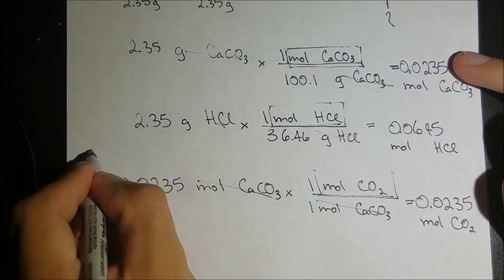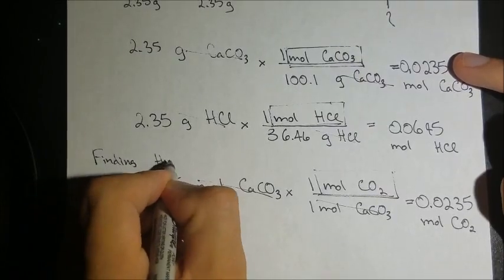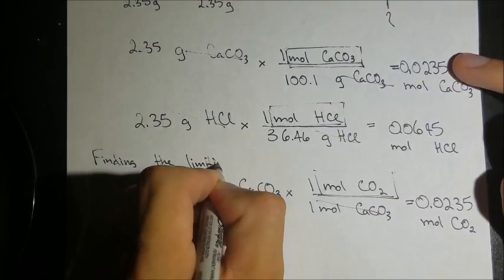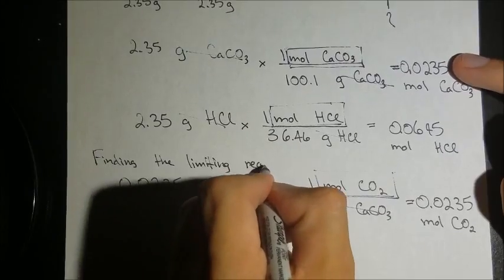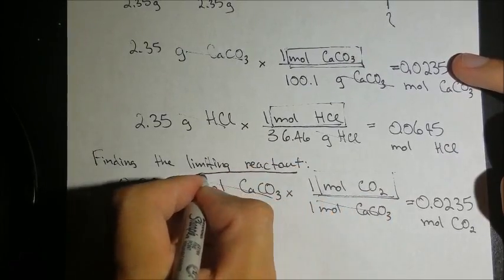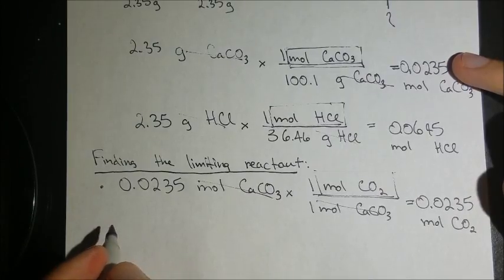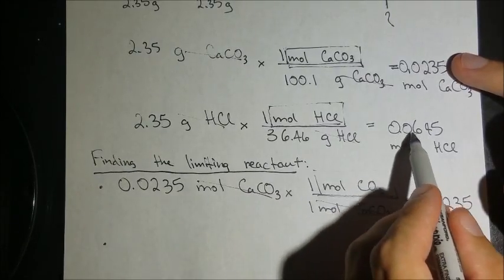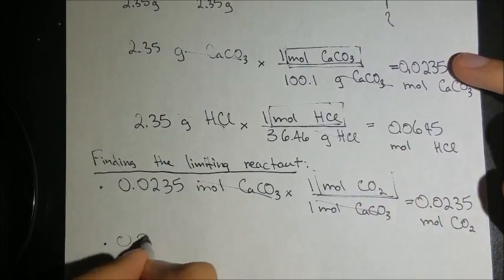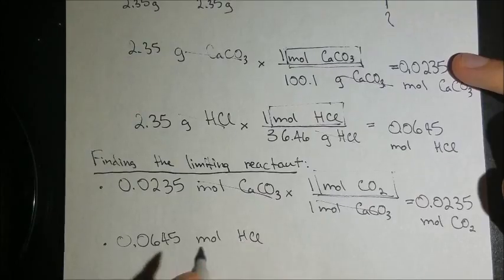Okay, so that was the calcium carbonate. So let me just label this here as finding the limiting reactant. That's what we're doing here. So this is our calcium carbonate, and now let's take a look at our HCl. So going back here, we found that we have 0.0645 moles of HCl.